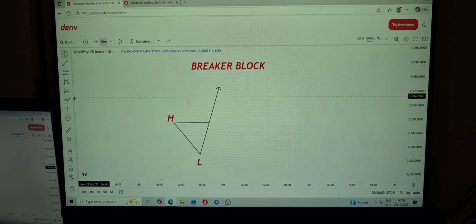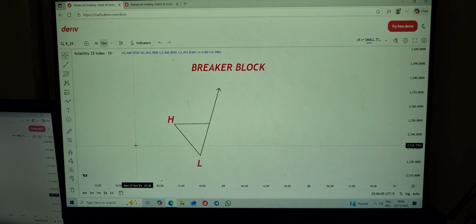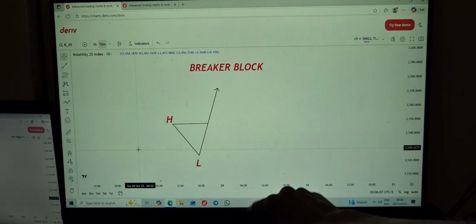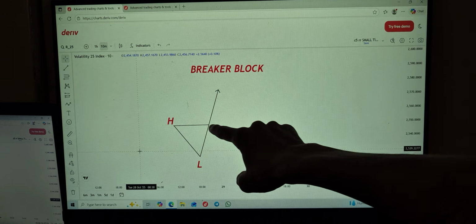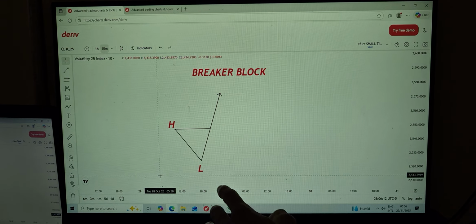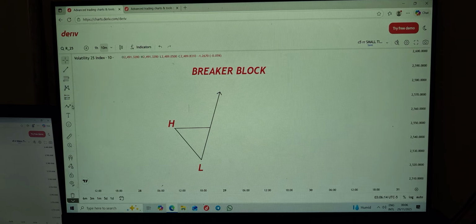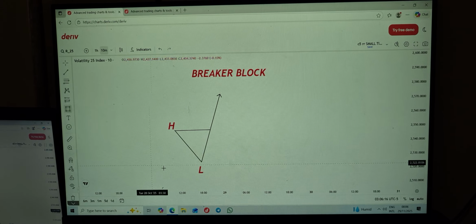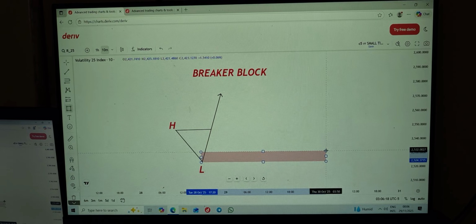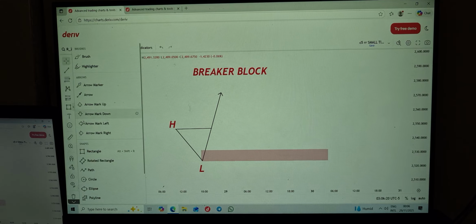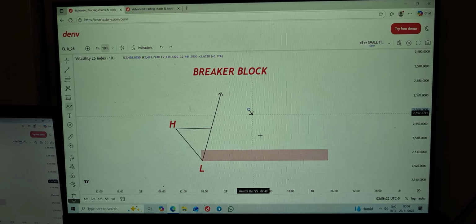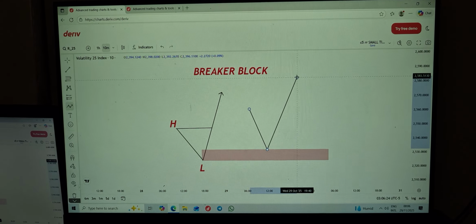Similarly, you can see from this image right here, there's a high that was created, then there's a low. We see that price moves above that high, then we say the low that created that break in market structure above the high becomes our demand. Then we expect buyers to come and enter their buys at the demand zone to continue buying to the upside.